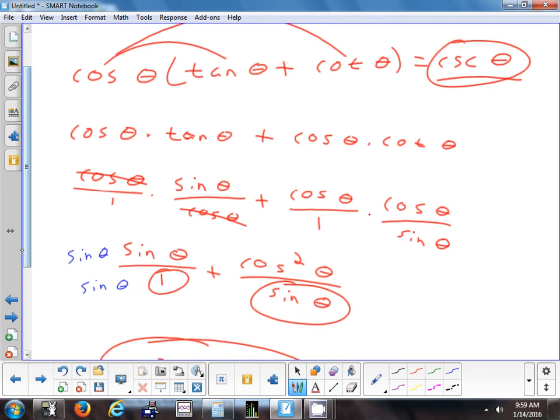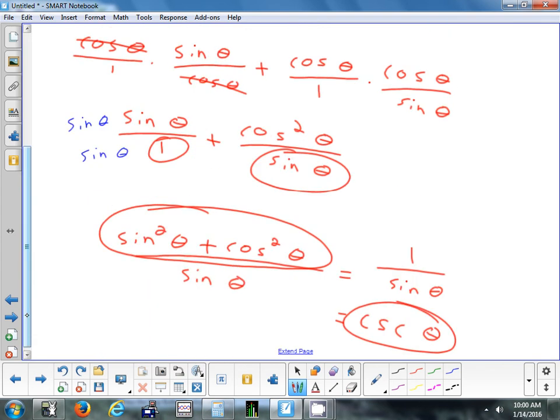All right, so a lot of different things in that problem. Distributive property, then we changed to sines and cosines, canceled out, found a common denominator, and then at the very end we had a Pythagorean and then a reciprocal identity. So on your reference sheet for the test, you want to make sure you have all the fundamental identities.